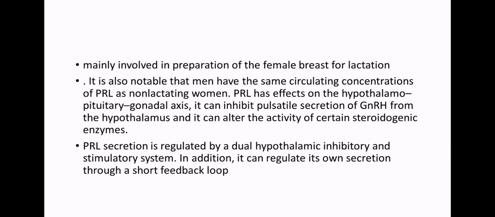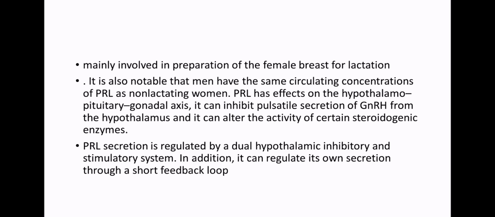what does the prolactin do? It is mainly involved in the preparation of the breast for lactation, and it is also notable that some men have the same circulating concentrations of prolactin as non-lactating women. It has effects on the hypothalamic-pituitary-gonadal axis, and it can inhibit the pulsatile secretion of gonadotropin-releasing hormone from the hypothalamus, and could alter the activity of certain steroidogenic enzymes. So prolactin secretion is regulated by dual hypothalamic inhibitory and stimulatory hormones, and it can also regulate its own secretion through a short feedback loop.